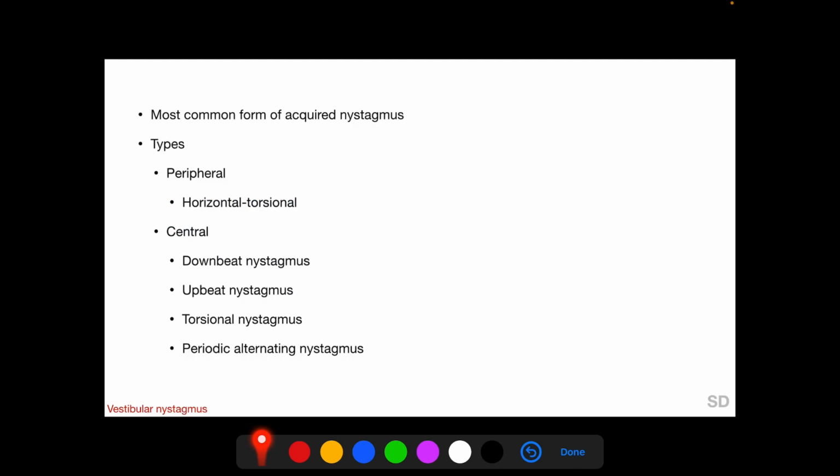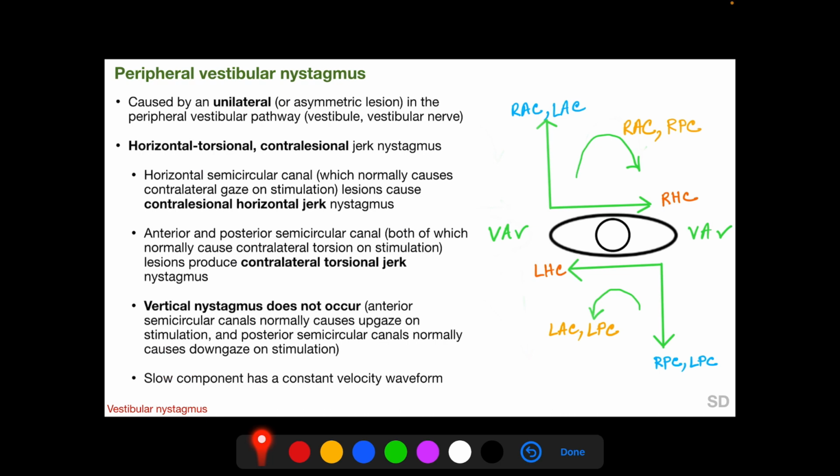So vestibular nystagmus is the most common form of acquired nystagmus, and we may have a peripheral vestibular nystagmus or a central vestibular nystagmus. Peripheral vestibular nystagmus is characterized by a horizontal torsional movement, and central nystagmus is characterized by an isolated vertical or an isolated torsional nystagmus. And periodic alternating nystagmus is also a type of central vestibular nystagmus.